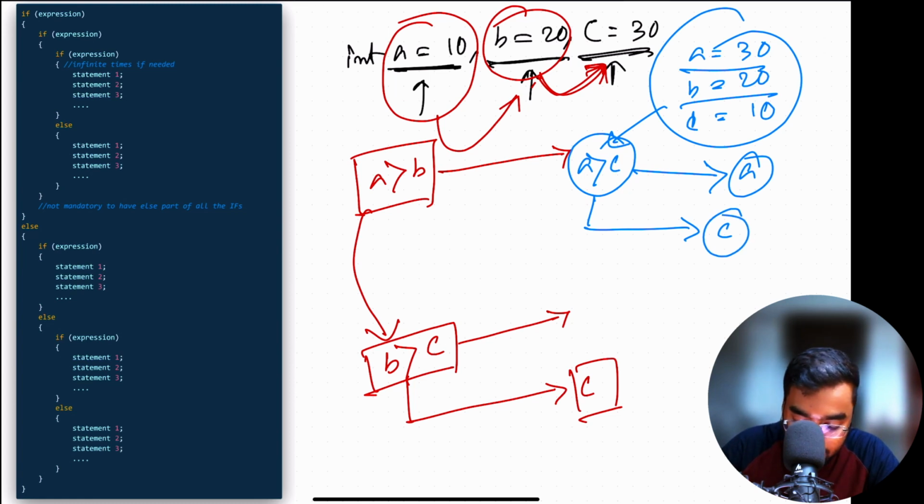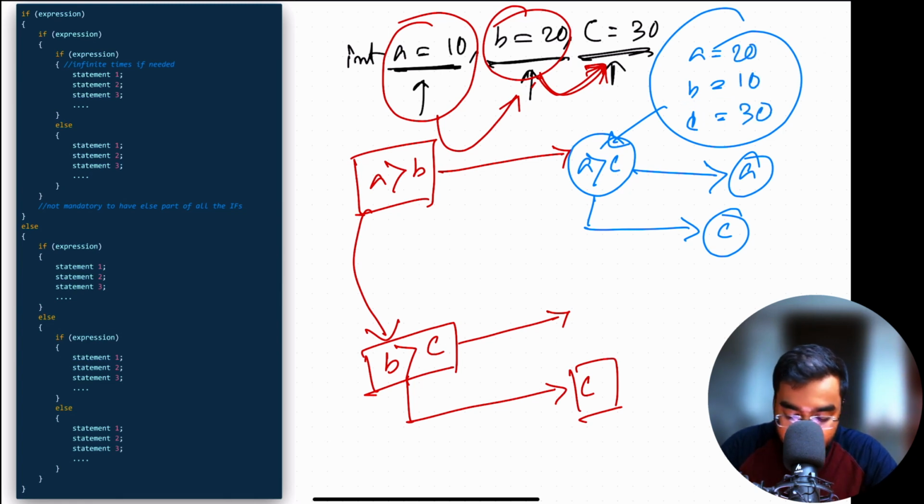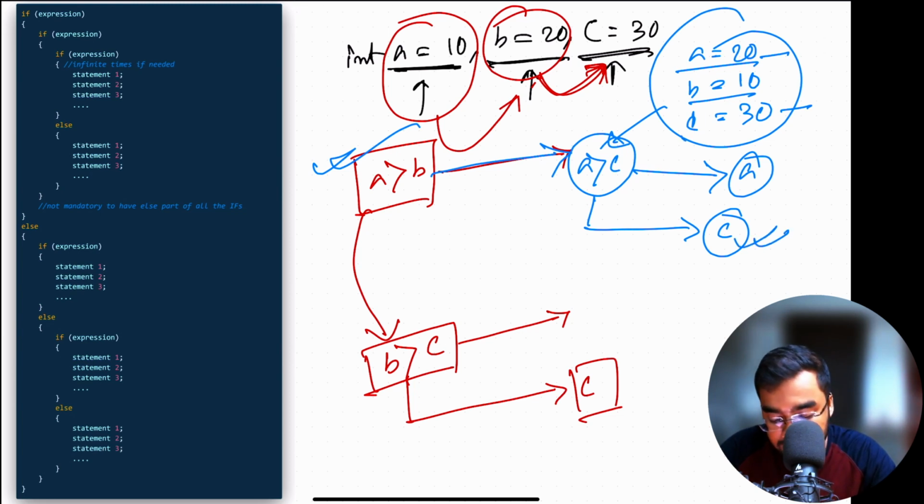For example, if I take another example, like here 20, here 10, here it is 30. Now a is greater than b is satisfied. Then we will be checking whether a is greater than c or not. 20 is greater than 30 or not? Obviously not. As it is not, then c is the answer. So in this way, here it would be b.